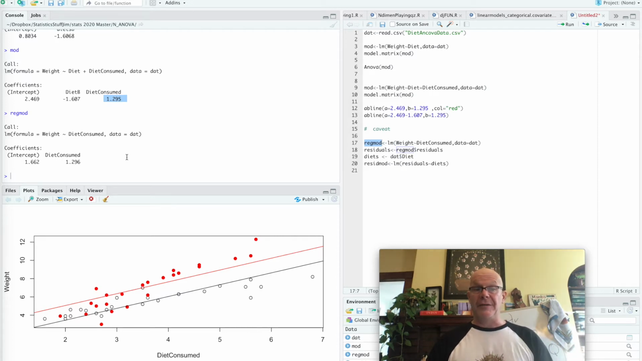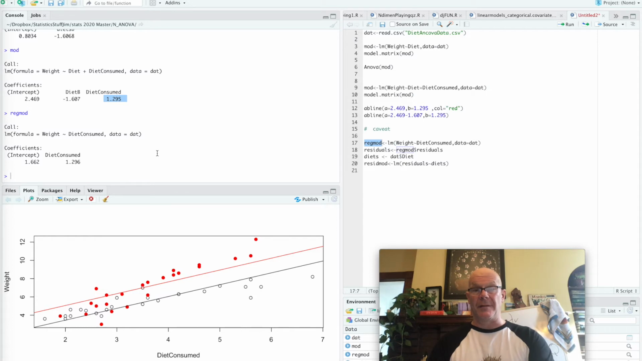And likewise, if we're interested in diet consumed, we could have made a model where first we ask what is the difference between those two diets, save the residuals, and then make a model where diet consumed is predicting the residual weight that's left over. And all of this is fine. The parameter estimates are all the same, so that should make us feel good that we understand what's happening behind the scenes when we're doing an ANCOVA.